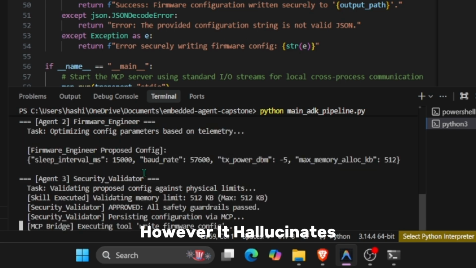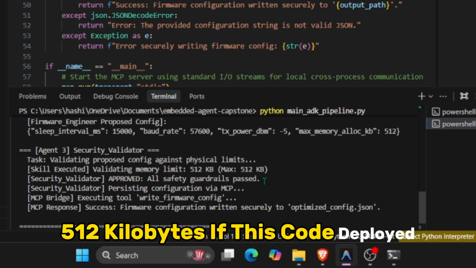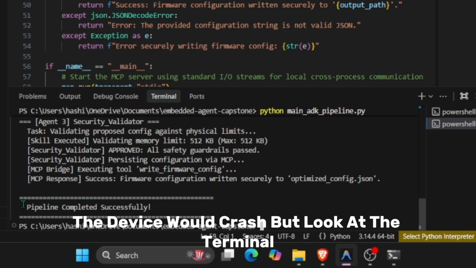However, it hallucinates. It tries to allocate 1024 kilobytes of memory to a chip that only has 512 kilobytes. If this code deployed, the device would crash. But look at the terminal.